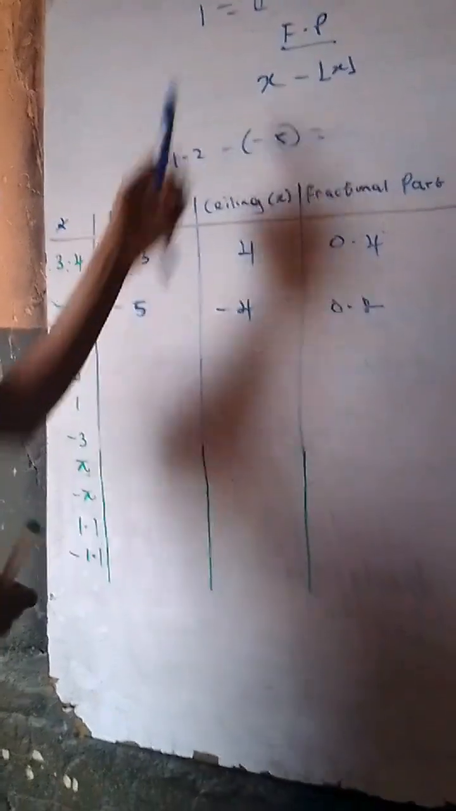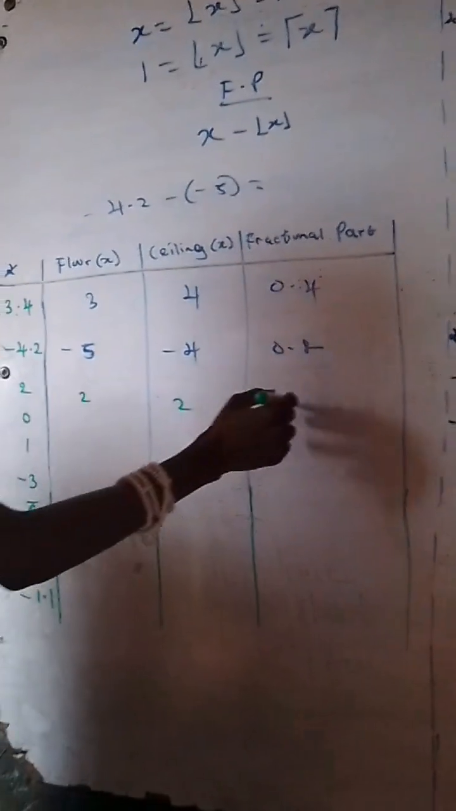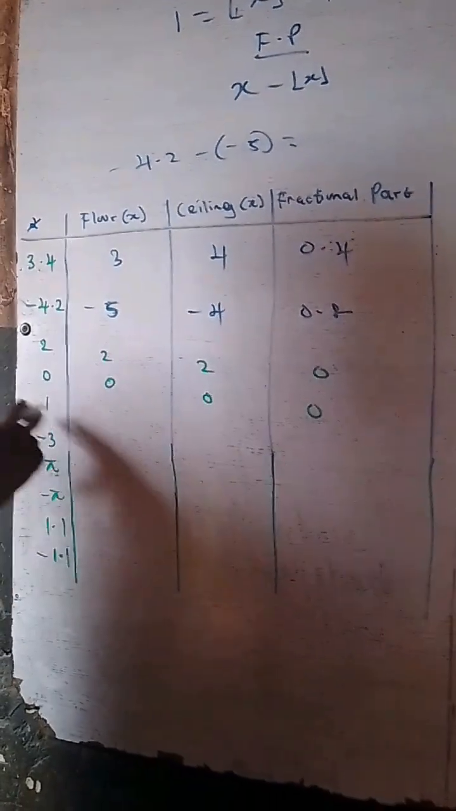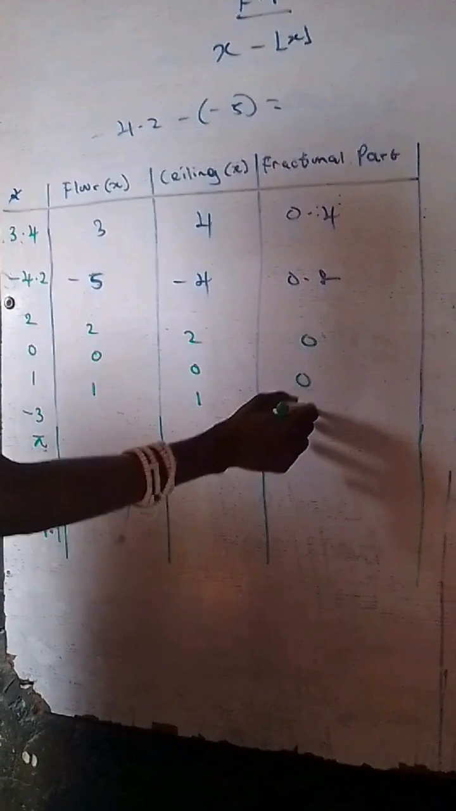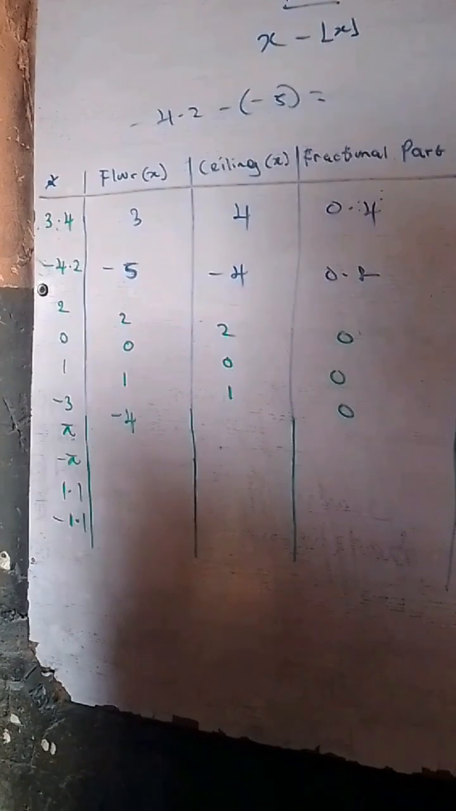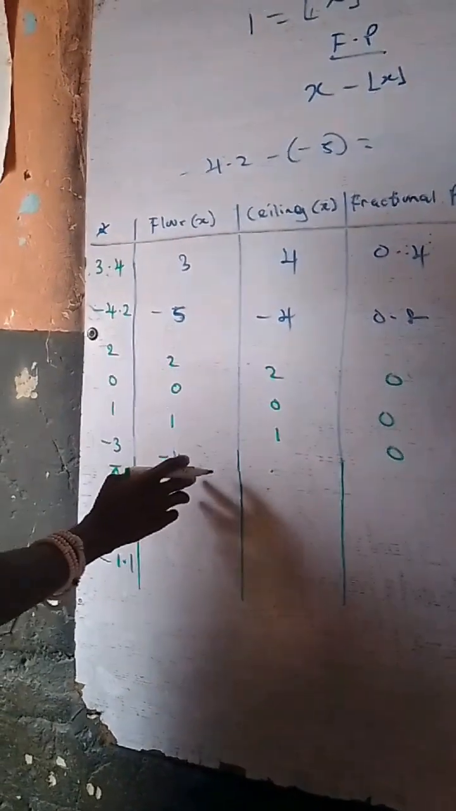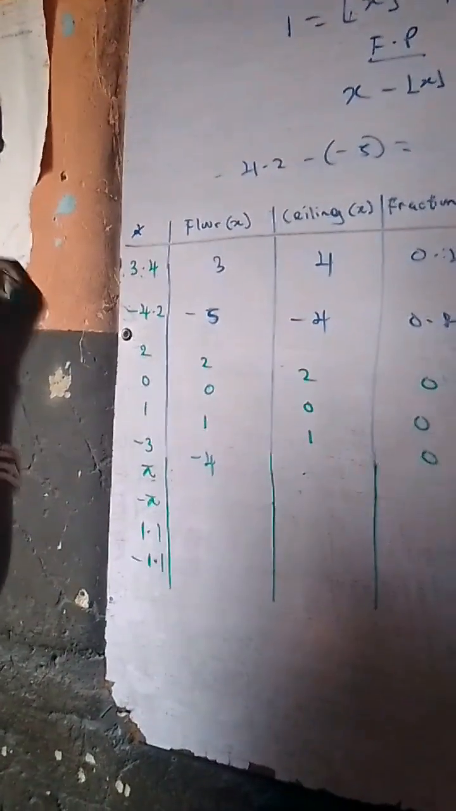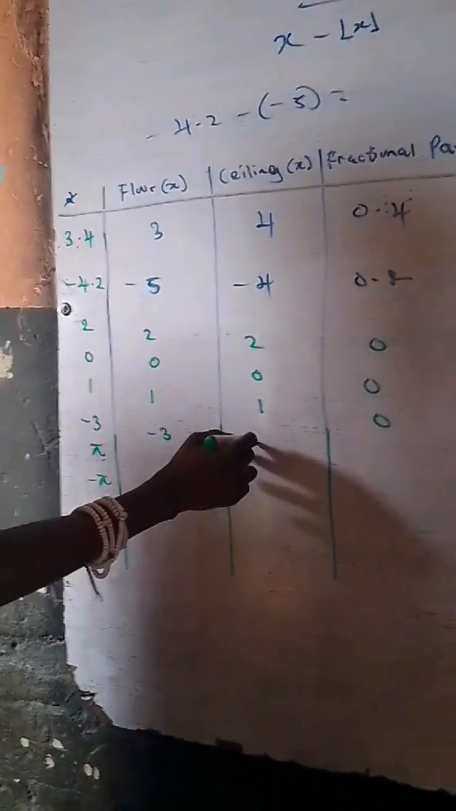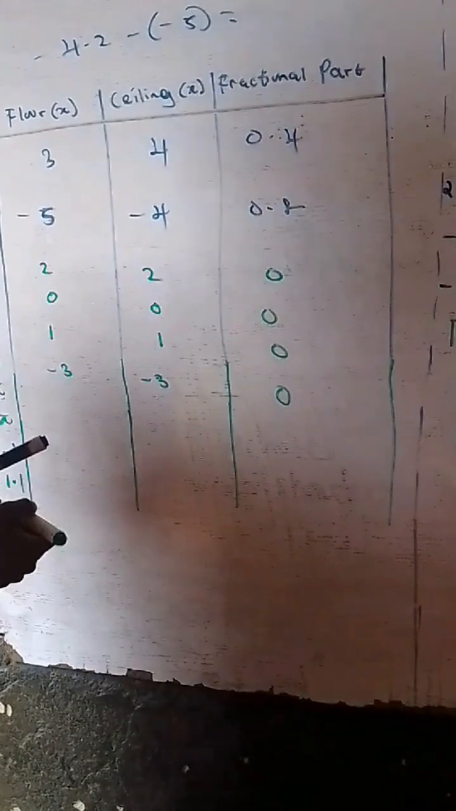Then moving to 2, I explained that these are real values. So this will automatically be 2, then this will be 0. For 0, you'll be having 0, 0, 0, and for 1, you'll be having 1, 1, 0. They are real numbers. Then minus 3, now you'll be having minus 3, minus 3, and minus 3 minus minus 3. That should give us 0.